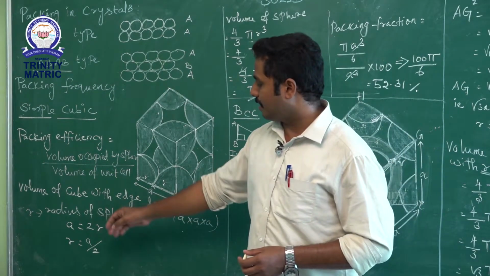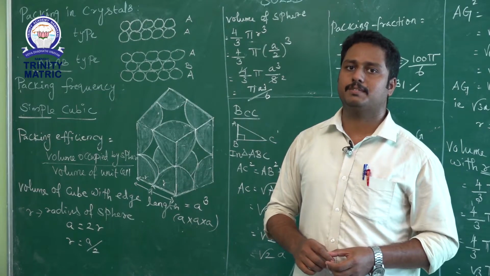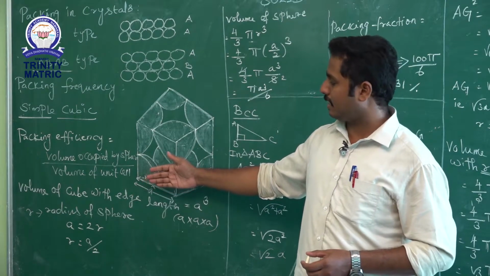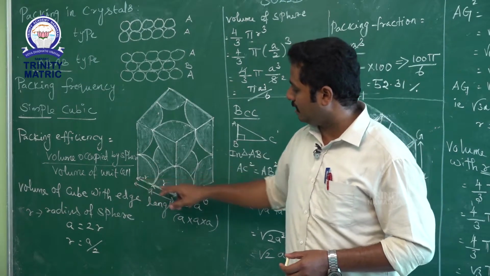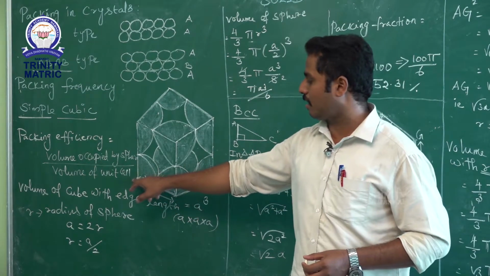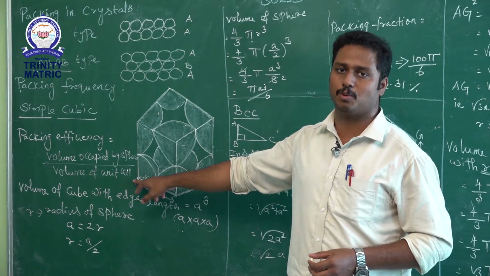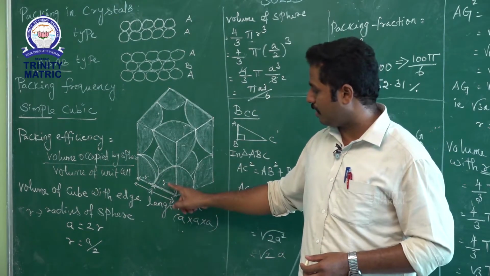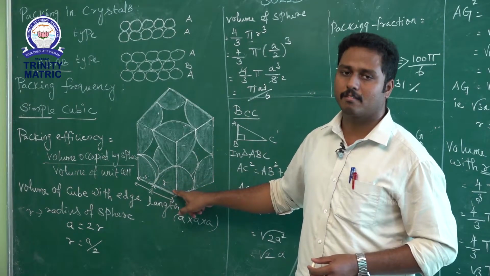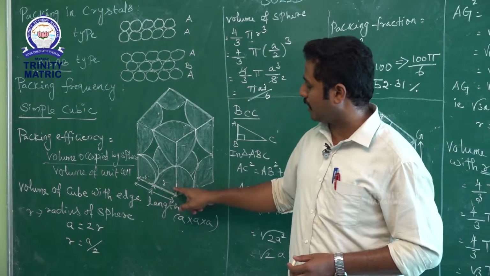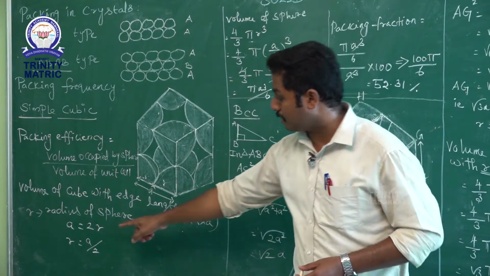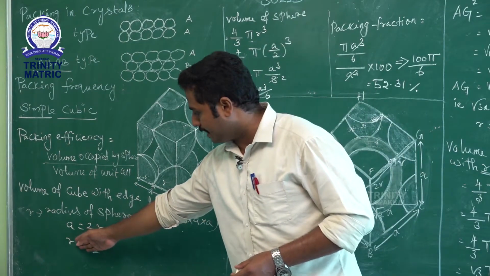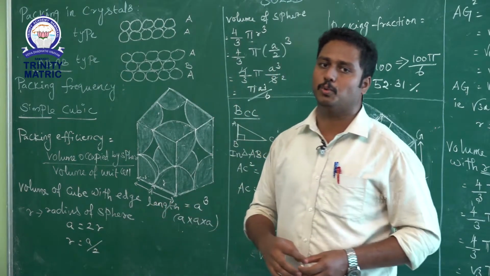The next one is the radius of the sphere. It can be calculated by considering any one of the sides. The length from one corner to the other corner is the edge length. This edge length includes two radii of the atom. That is why I have written a equals 2r, which means the radius r equals a by 2.